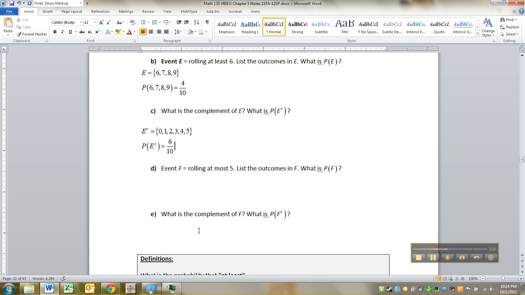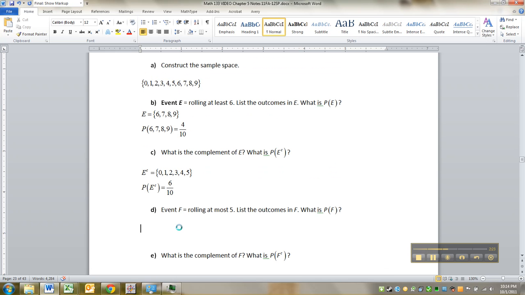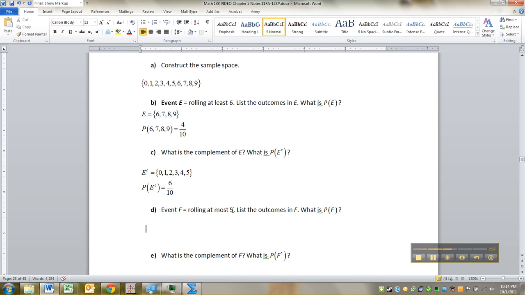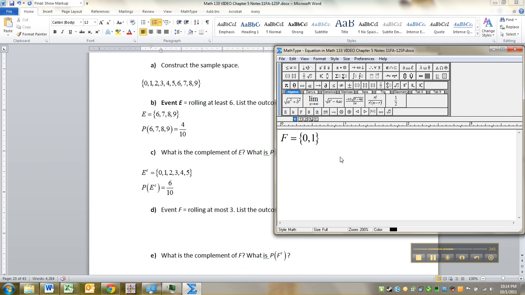All right. What about rolling at most a 5? At most a 5 would be event F. That's rolling 0, 1, and so on. That's boring. Let's not do at most 5. Let's change this. How about rolling at most 3? Yeah, let's do that. Sorry, I'm going to change that. 0, 1, 2, 3. Okay. That's its outcomes. What's the probability of F? The way I've done it, 4 out of 10. Man, I keep picking these ones, 4 out of 10. Maybe I should change this again.